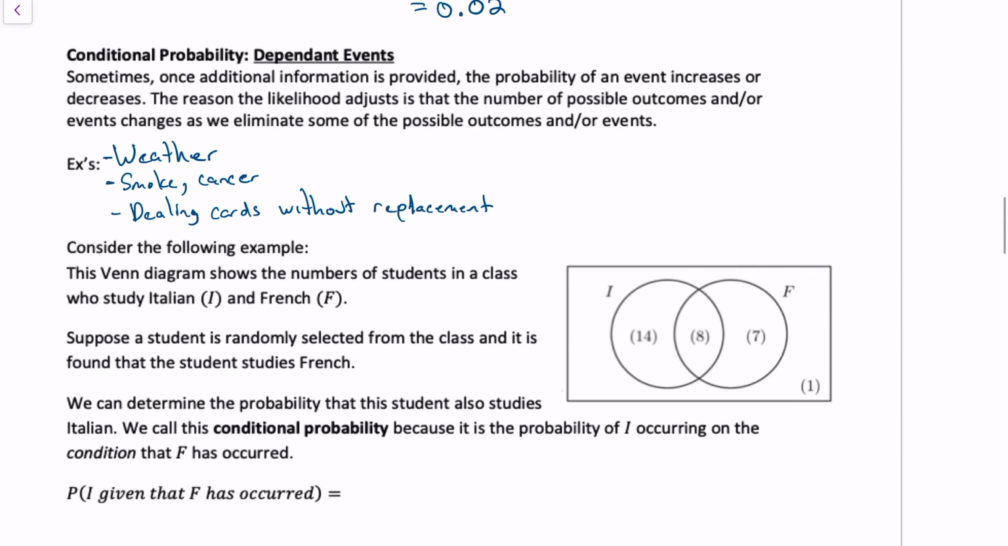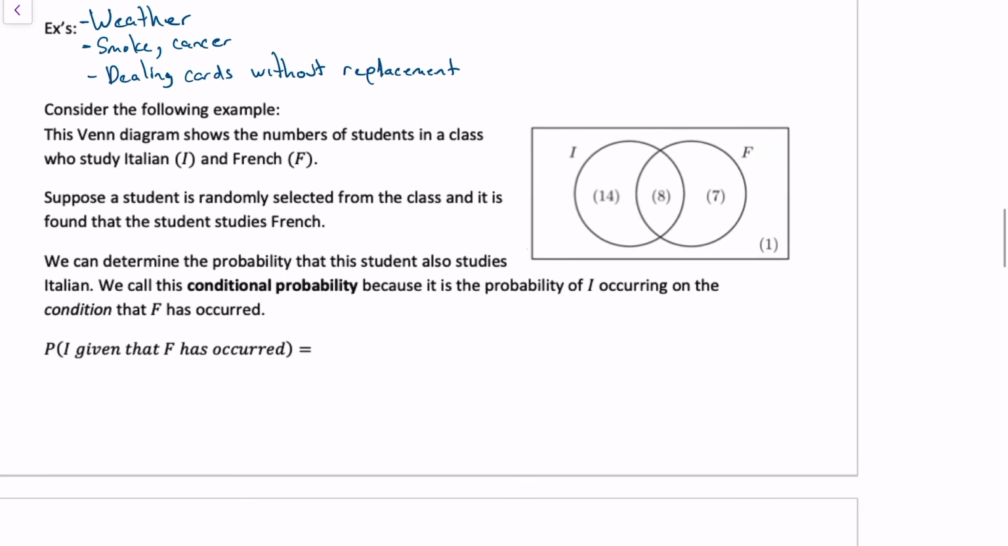But let's just start with one here with a Venn diagram. These ones are very visual, but we'll also do some where we rely on formulas. It says, consider the following example. The Venn diagram shows the number of students in a class who study Italian and French. So we've got Italian here on the left and French on the right. Suppose a student is randomly selected from the class and it is found that the student studies French. So we know that they study French. We can determine the probability that the student also studies Italian.